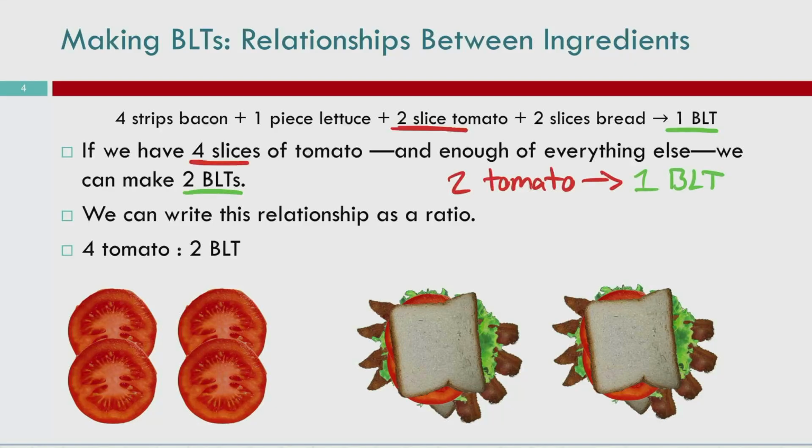And for a lot of these stoichiometry things, we're making an assumption. We're assuming that we have enough bread, we have enough lettuce, we have enough bacon. So if we've got 2 slices of tomato and everything else, we can make 1 BLT. So our starting amount, I don't know why I wrote it in red, is 4 tomato slices.